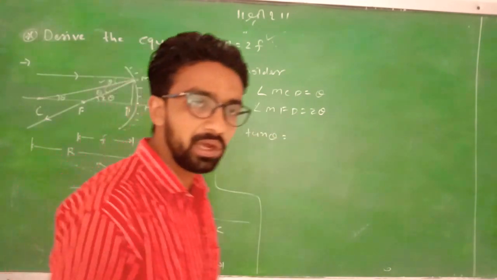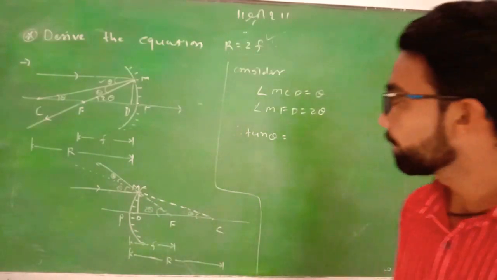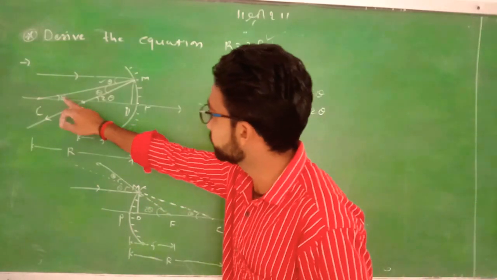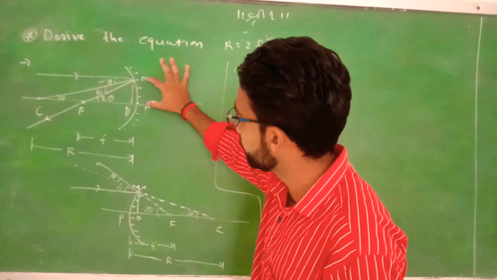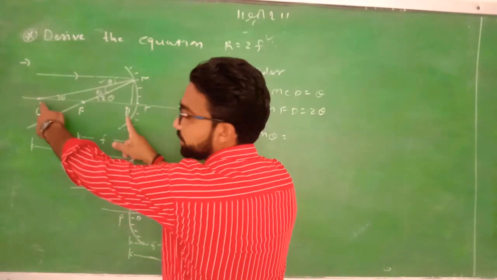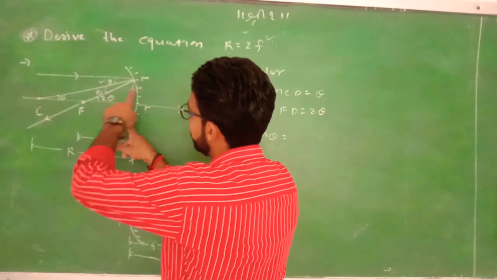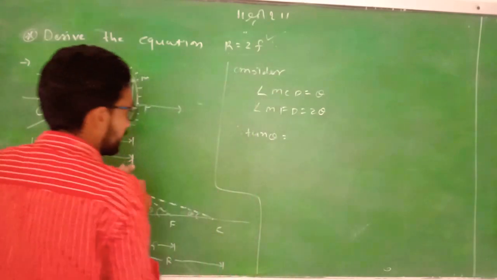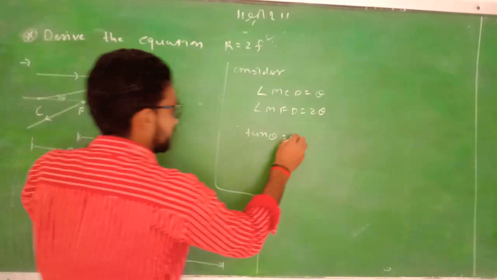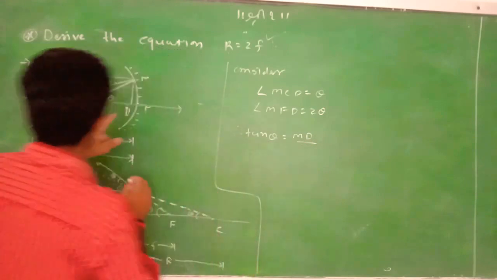What is the formula for tan theta? Tan theta is opposite by adjacent. So this is theta. So tan theta, opposite is MB divided by adjacent CD. This is adjacent, this is opposite. So tan theta is MB by CD.